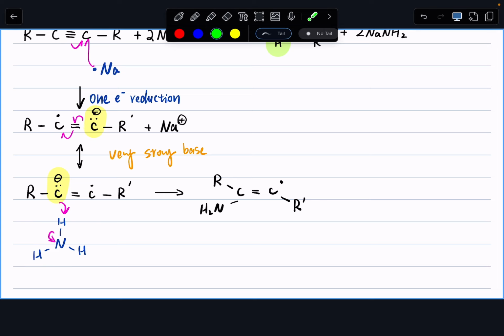Yes? No, we don't talk about Markovnikov selectivity in this case, because after all, both of them will have hydrogen added to them. So regioselectivity doesn't really matter.